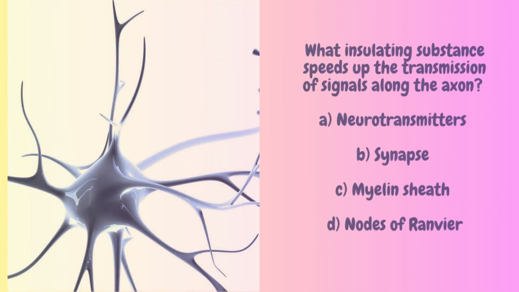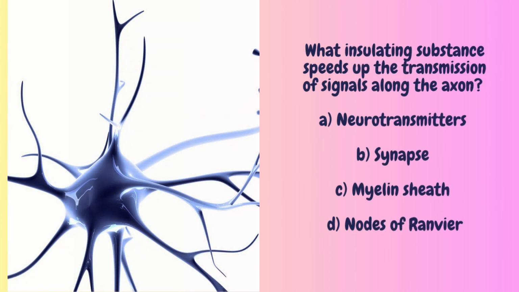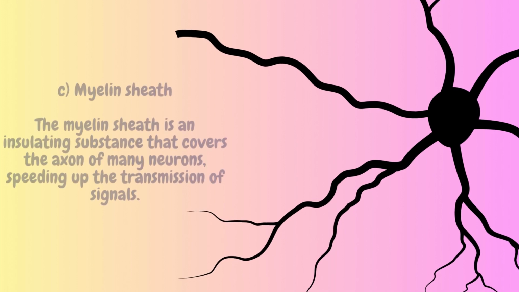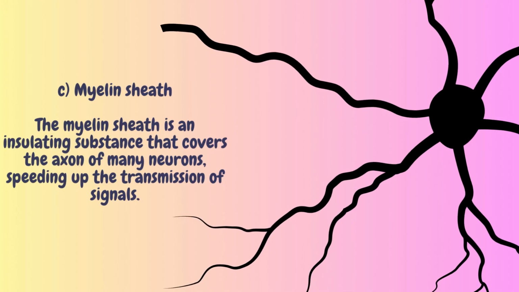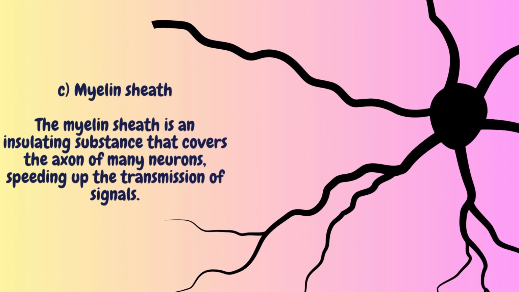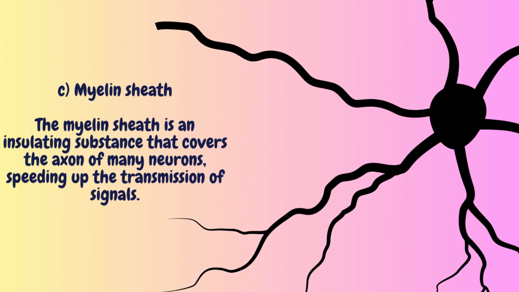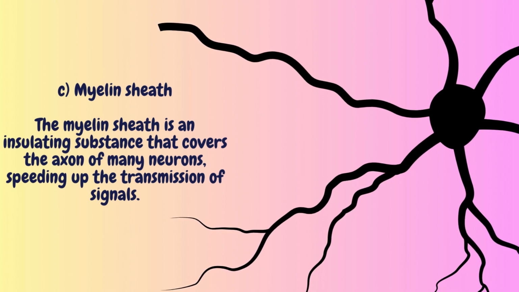What insulating substance speeds up the transmission of signals along the axon? A. Neurotransmitters. B. Synapse. C. Myelin sheath. D. Nodes of Ranvier. C. Myelin sheath. The myelin sheath is an insulating substance that covers the axon of many neurons, speeding up the transmission of signals.